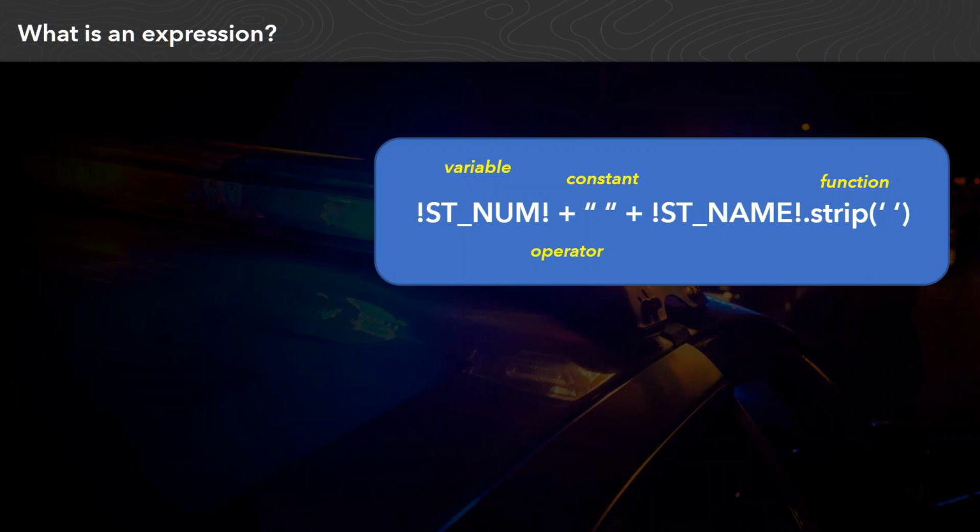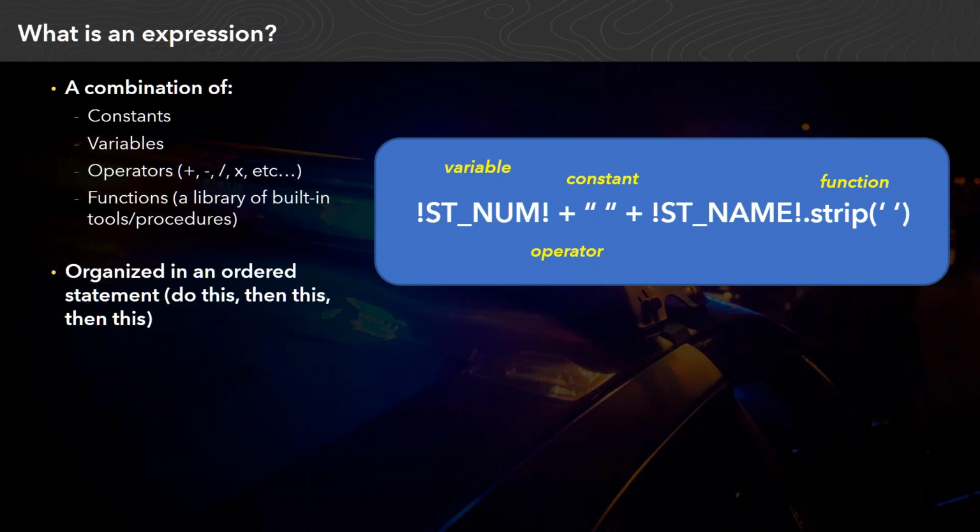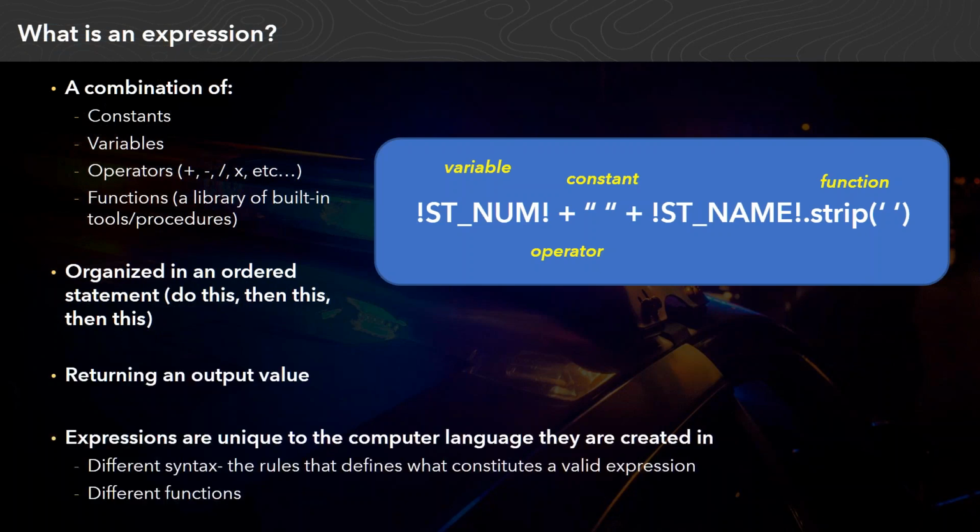The first place we want to start off is level setting on what is an expression as it relates to ArcGIS. An expression is simply a combination of items, constants, variables, operators, and functions that are organized together in an ordered statement. So do this thing, then this thing, and then this thing, that return some kind of output value.